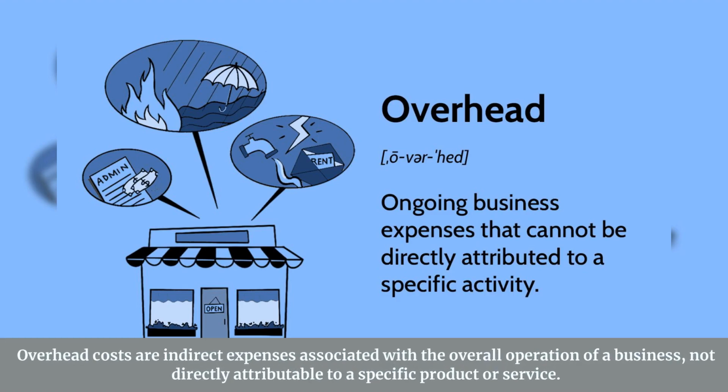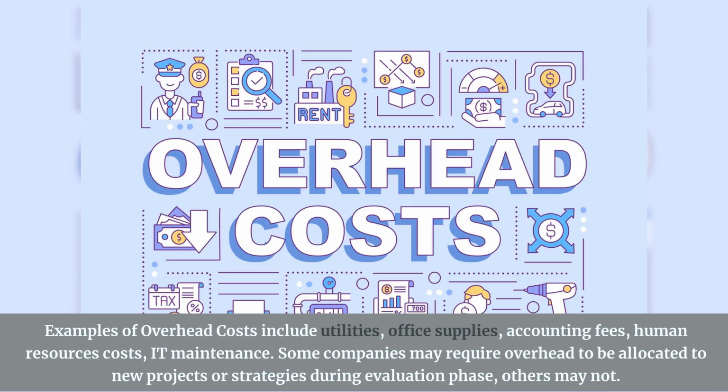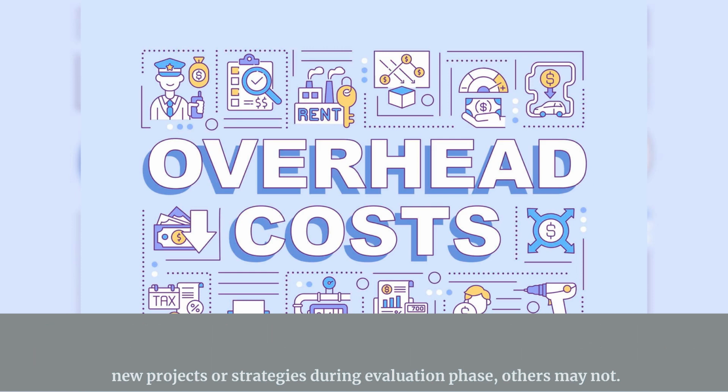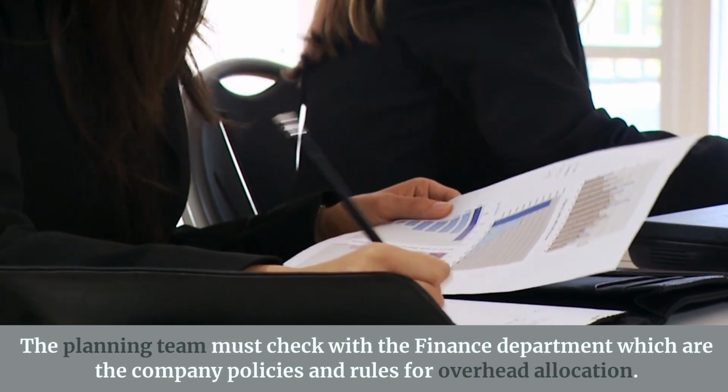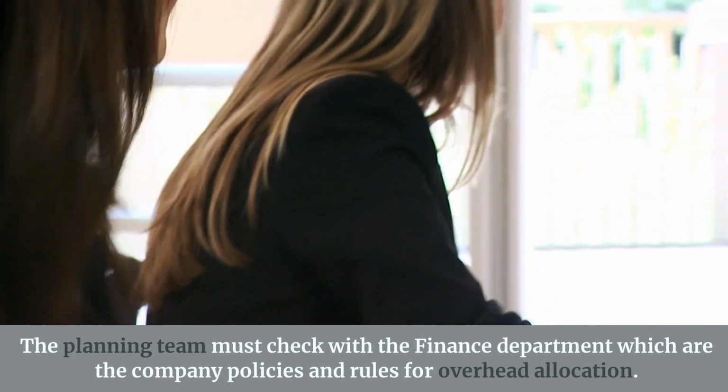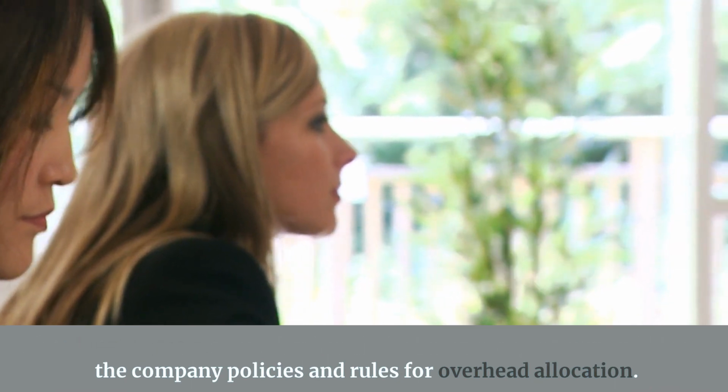Overhead costs are indirect expenses associated with the overall operation of a business, not directly attributable to a specific product or service. Examples of overhead costs include utilities, office supplies, accounting fees, human resources costs, IT maintenance. Some companies may require overhead to be allocated to new projects or strategies during evaluation phase, others may not. The planning team must check with the finance department which are the company policies and rules for overhead allocation.